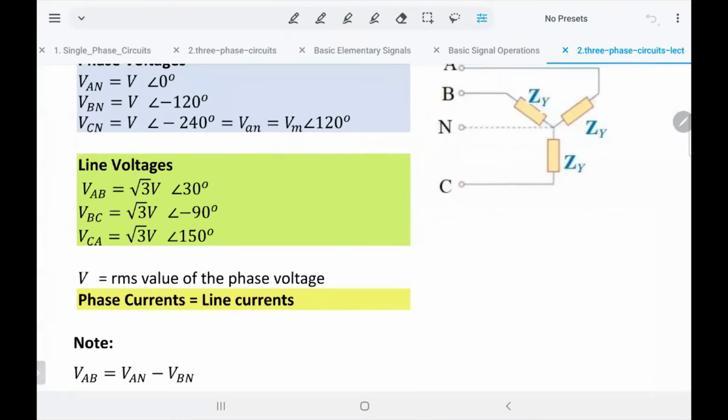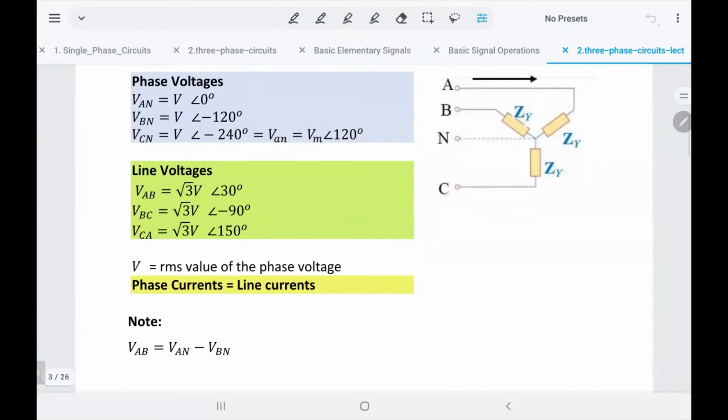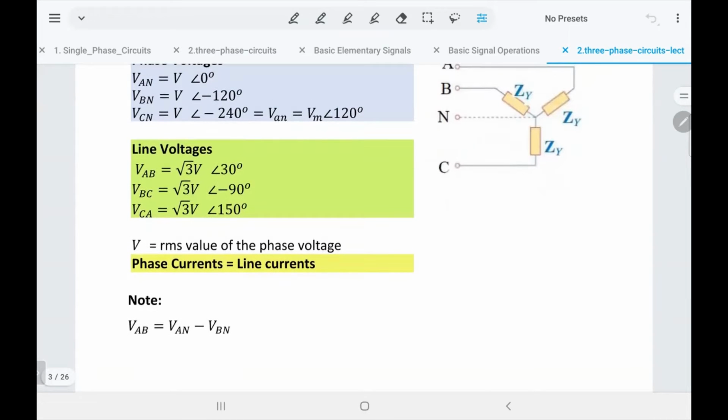Because if you look here at this star connected load, you will see A, B, C, and we use the uppercase letter for the load and lowercase for the source. So you'll observe that the current IA goes to the phase, IB goes to the phase, so they are the same, no change. That's why we write here that the phase currents equal line currents.